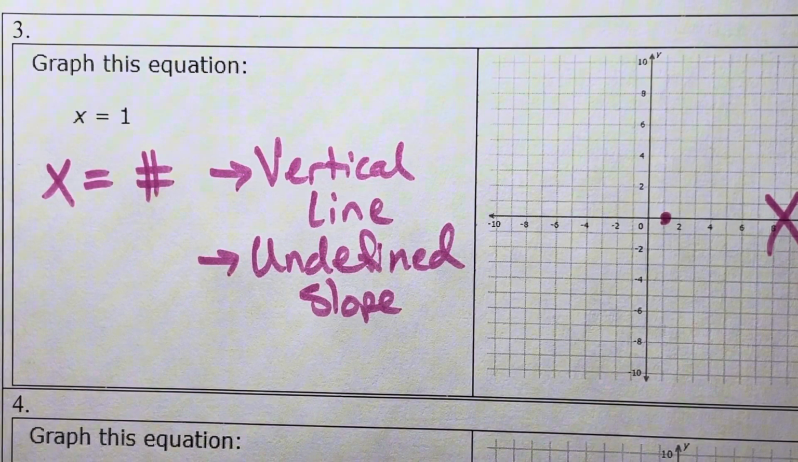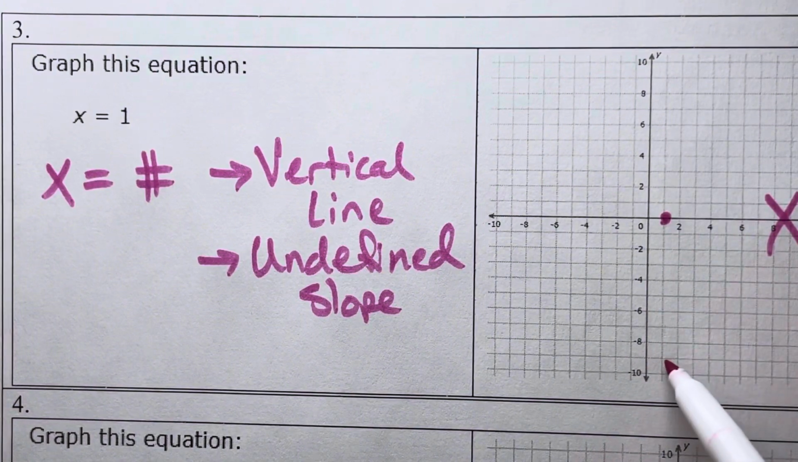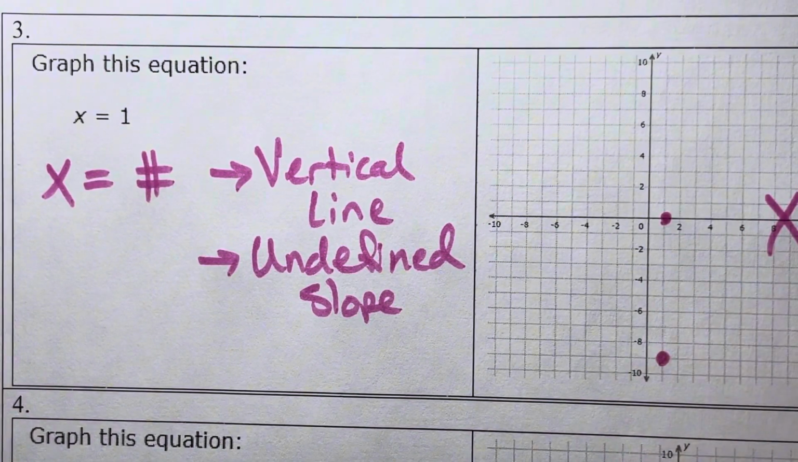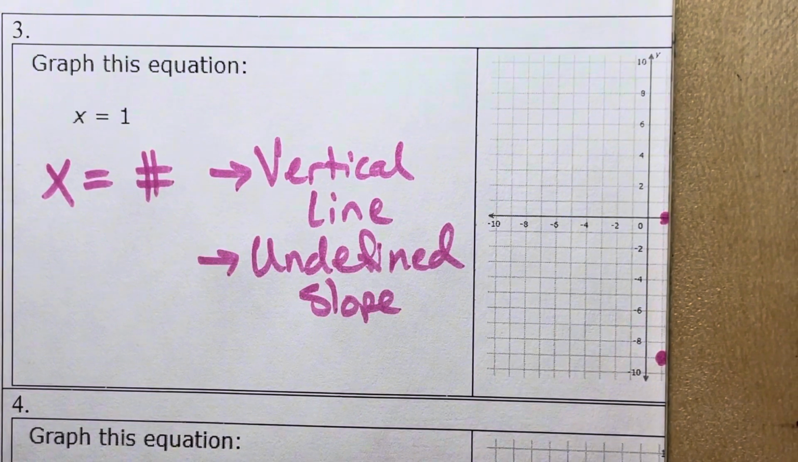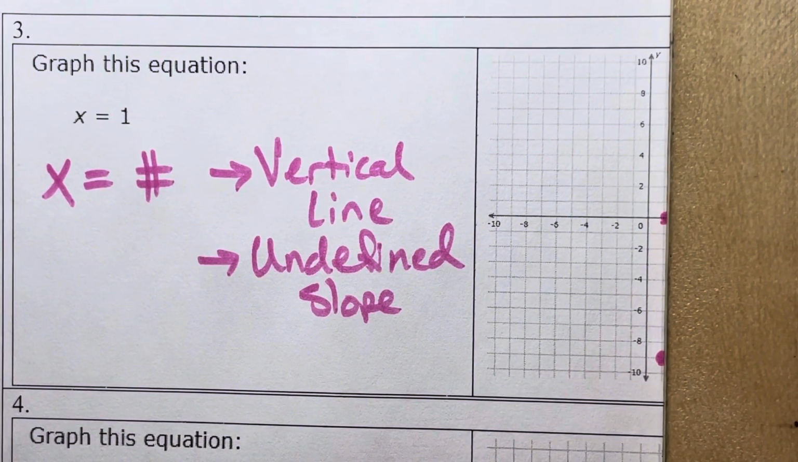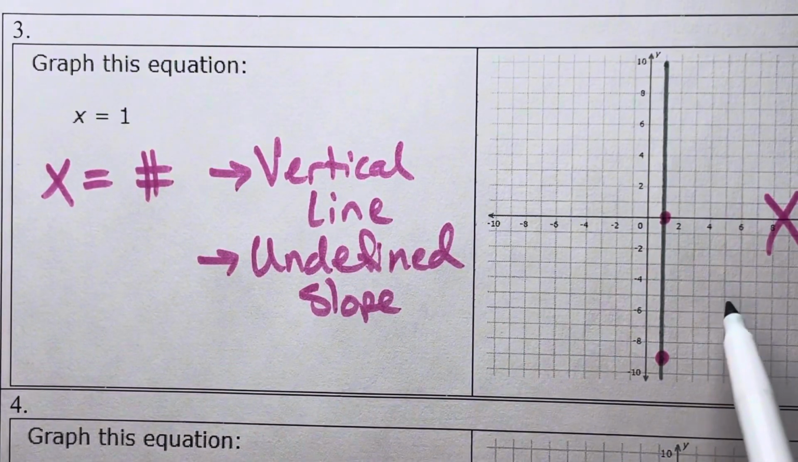And then we just plot a second point anywhere vertically above or below our first one. I'm going to place it all the way down here at the bottom. Why not? And then grab your straight edge to connect your points. And there you go.